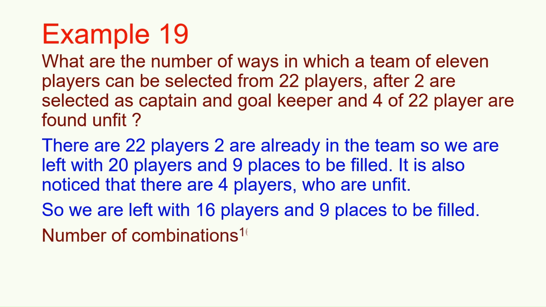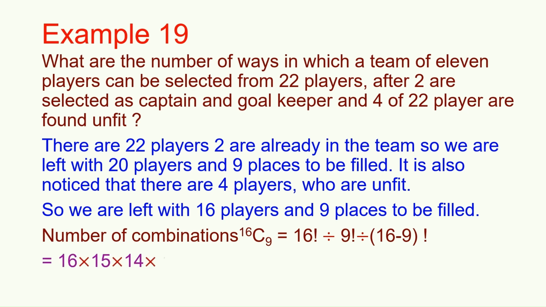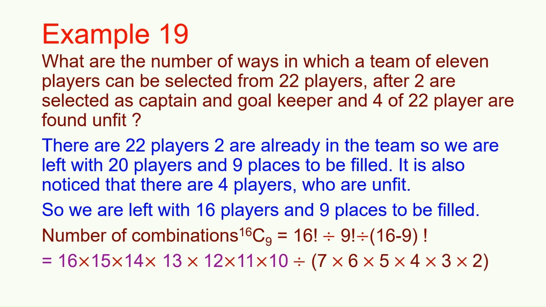Number of combinations: 16C9 equals factorial 16 divided by factorial 9 divided by factorial 16 minus 9 equals 16 times 15 times 14 times 13 times 12 times 11 times 10 divided by 7 times 6 times 5 times 4 times 3 times 2 equals 5765760 divided by 5040 equals 11,440.